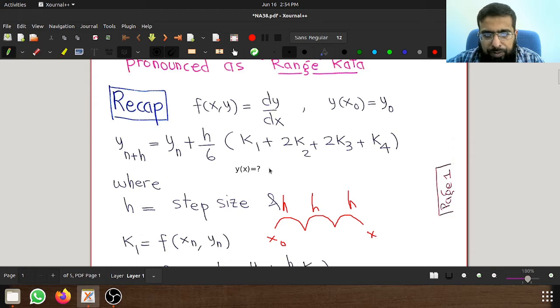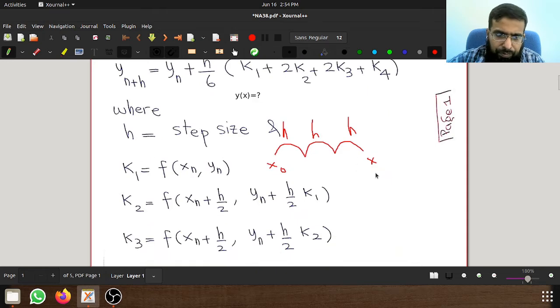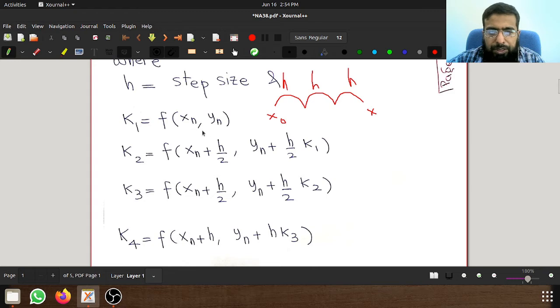So we have to find y of x, right? And for each jump we have to calculate these 4 k's: k1, k2, k3 and k4. h is given and yn would be the initial value. If we start from x naught, that would be y of x naught, that is given as y naught, and we keep on moving until we reach our destination. K1, K2, K3 and K4 are computed using these fixed formulas.